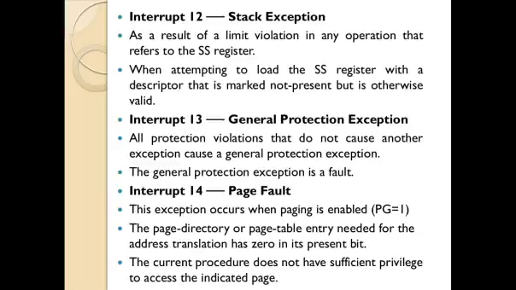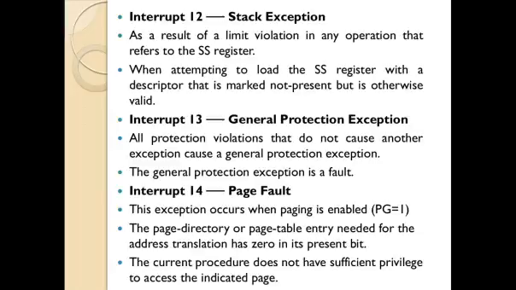All protection violations that do not cause another exception cause a general protection exception. If any other exception is not raised but there is a protection violation while executing a program, this will occur when the particular conditions of CPL and IOPL are not met, and the instruction is executed without following the CPL and IOPL restrictions. In that case, a protection violation occurs. So if any other exception is not raised, then the general protection exception is raised.